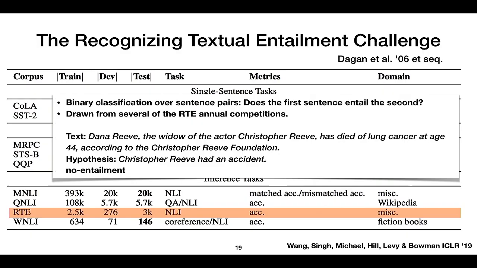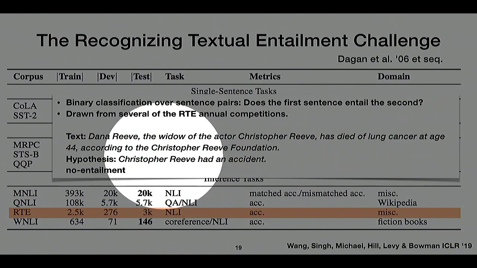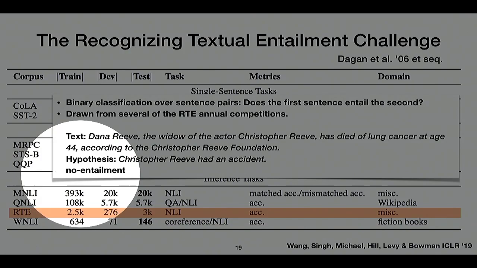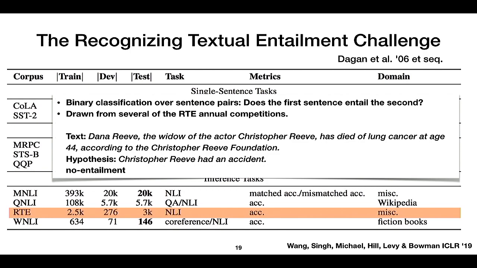One of our more semantics-oriented tasks is this combined data set from the RTE, Recognizing Textual Entailment Challenge series. This is a binary classification task over sentence pairs. The task is to decide if one sentence entails another. If I tell you that this text is true, would you reasonably believe on that basis that this hypothesis is true? And here we get a no case, a negative example. And this is drawn from four data sets from this competition series that was running in the late aughts. And it's relatively small, 2,500 examples for training.